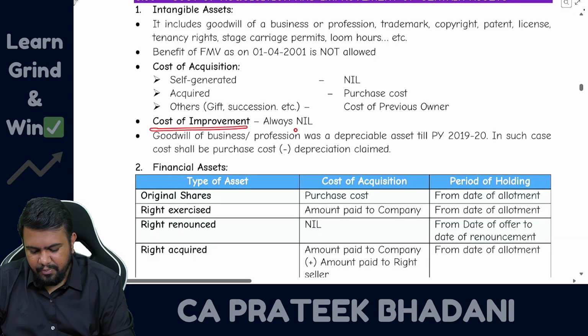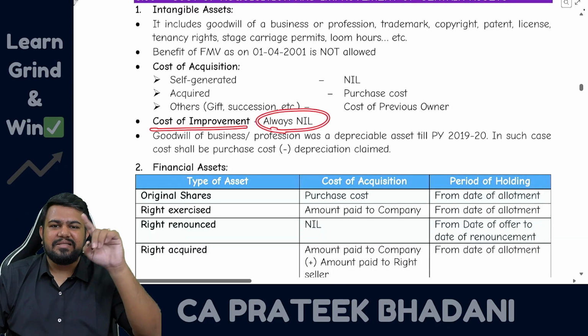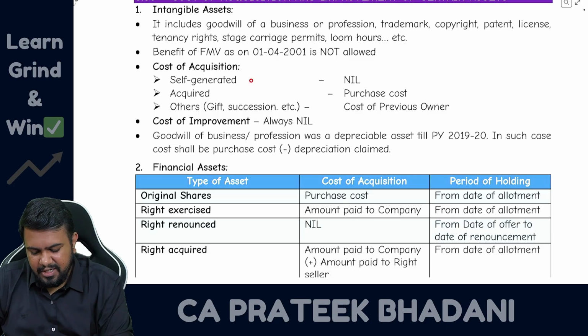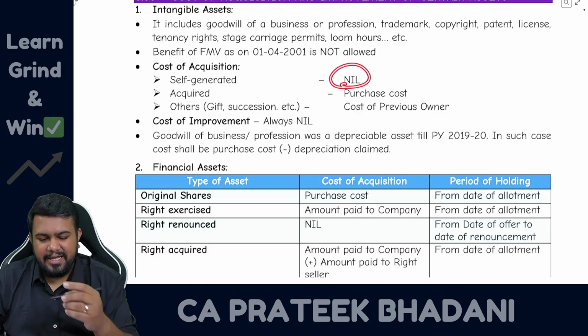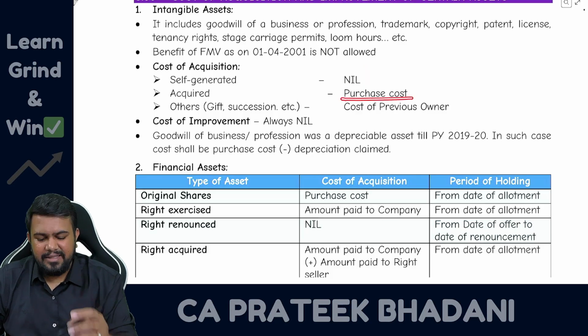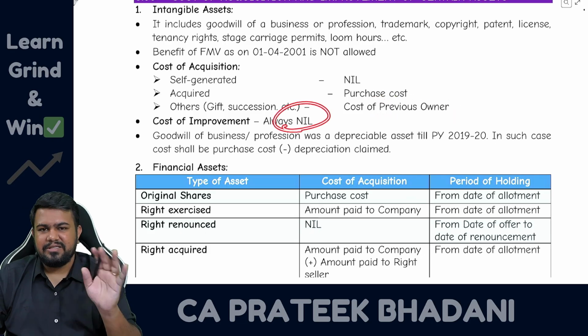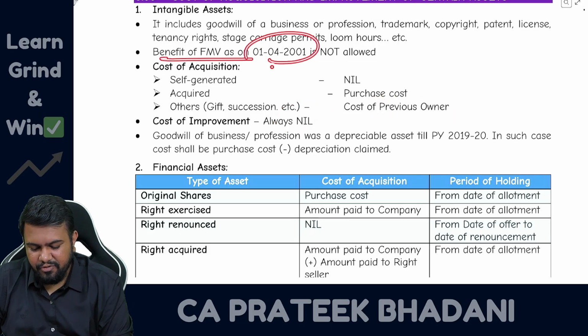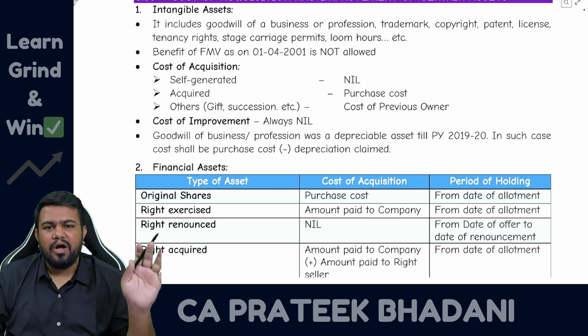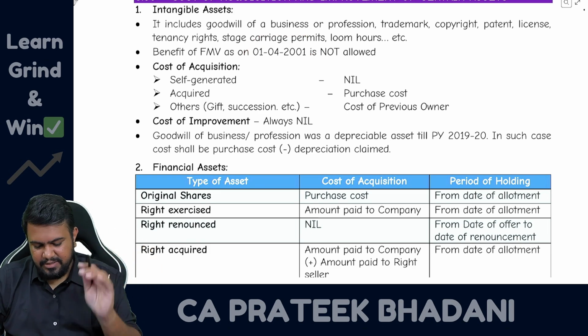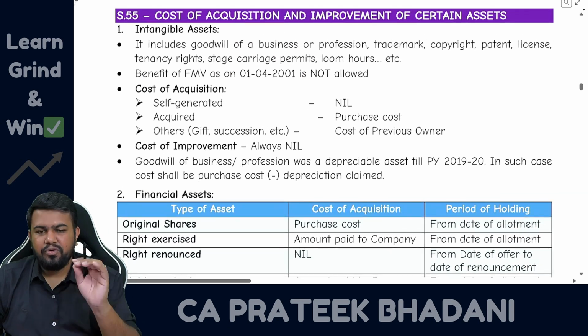Then cost of improvement should always be taken as 0. So cost of acquisition in case of self-generation is 0. In case of purchase, it is purchase cost. In any other case, it should be taken as cost of the previous owner. Cost of improvement is always 0. And the fair market value as on 1/4/2001 benefit is also not allowed for intangible assets. You get my point?